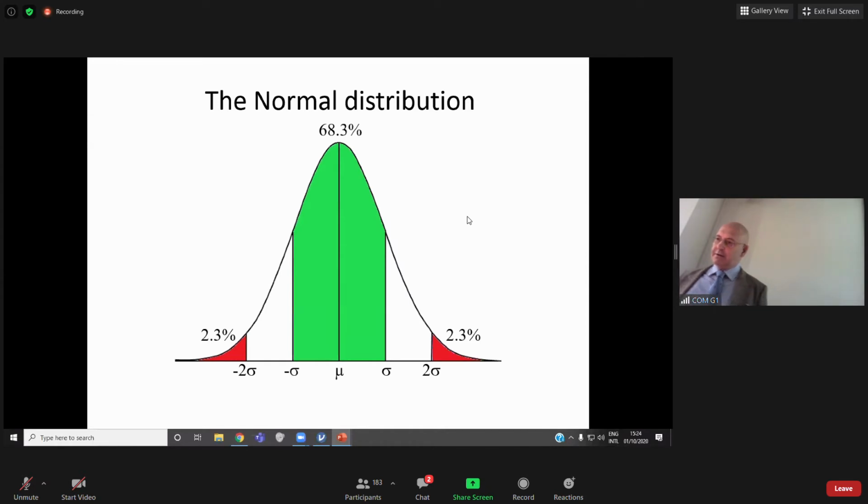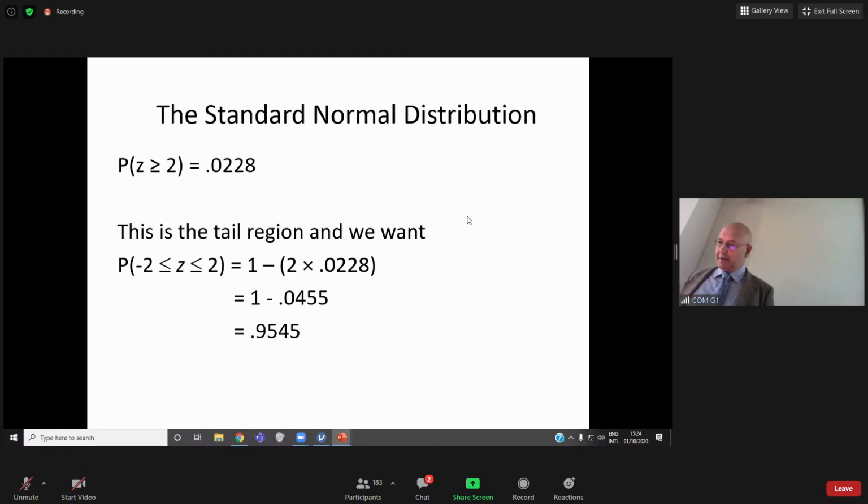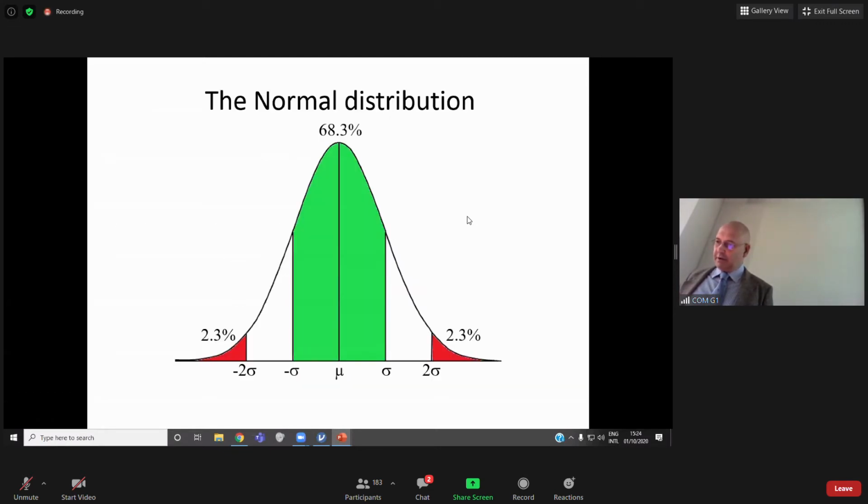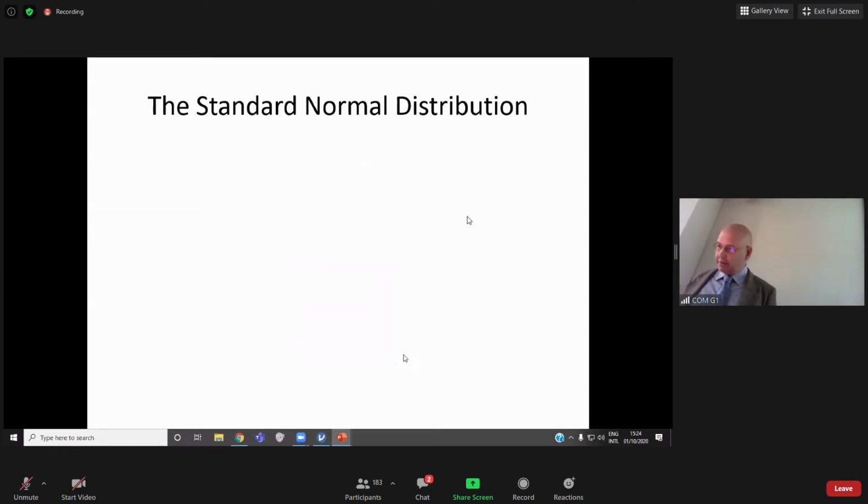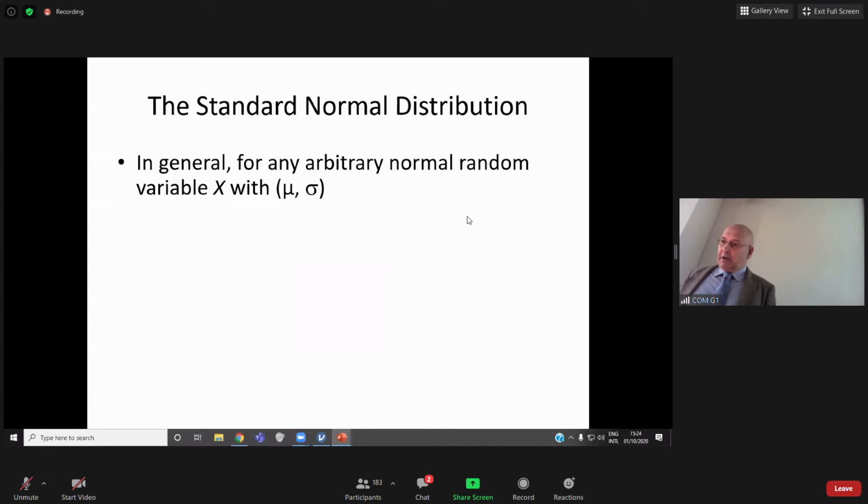So here we are, this is what we've calculated in those 2 calculations. Plus or minus 1 is 68.3% in the middle, and we've got 2.3% in the 2 tails, and plus or minus 2 standard deviations gave us 95.4%. Okay, this is what we got here. So between these 2 red tails is approximately 95%. Okay, so we can work out our Z value, as I said.